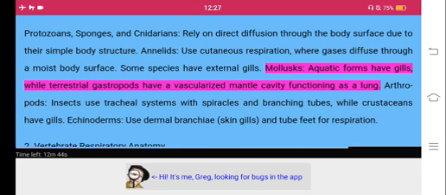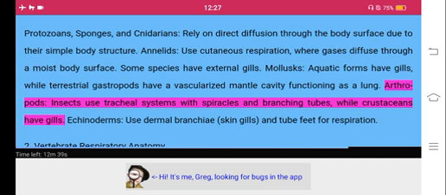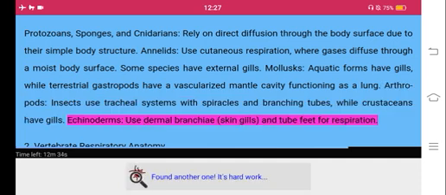Mollusks, aquatic forms have gills, while terrestrial gastropods have a vascularized mantle cavity functioning as a lung. Arthropods, insects use tracheal systems with spiracles and branching tubes, while crustaceans have gills. Echinoderms use dermal branchiae, skin gills, and tube feet for respiration.